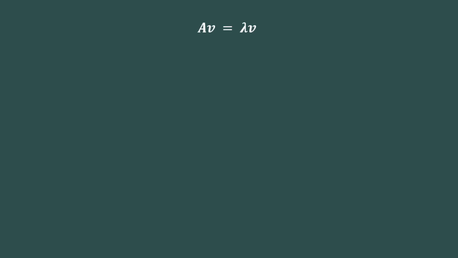We begin with the eigenvalue equation, Av = λv. Here, A is the Hermitian matrix, v is an eigenvector, and λ is the eigenvalue. Our goal is to demonstrate that λ must be a real number.